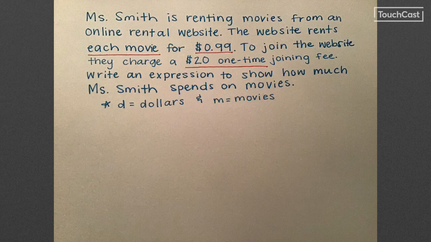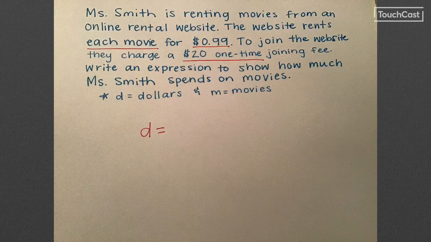99 cents, though, is dependent on how many movies you're going to watch. That number might go up a bunch if you rent a bunch of movies. So to start, I want to find out how much she spends on movies. So I'm going to have the dollars equals, and now I need to find my equation. Take a second to think about what the equation should be and what operations you might need to do.